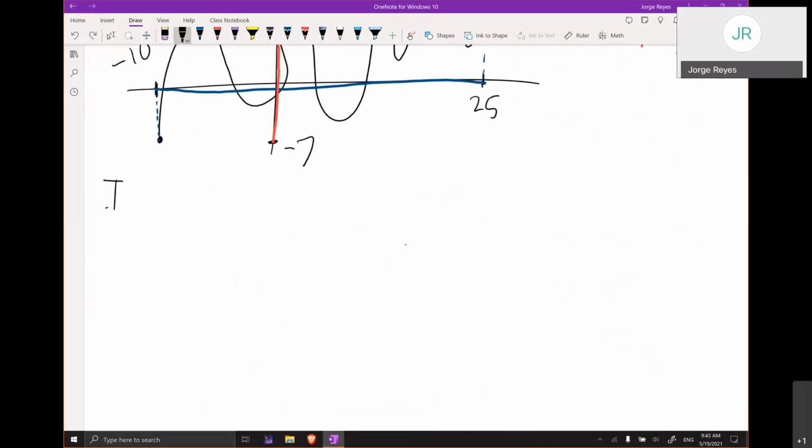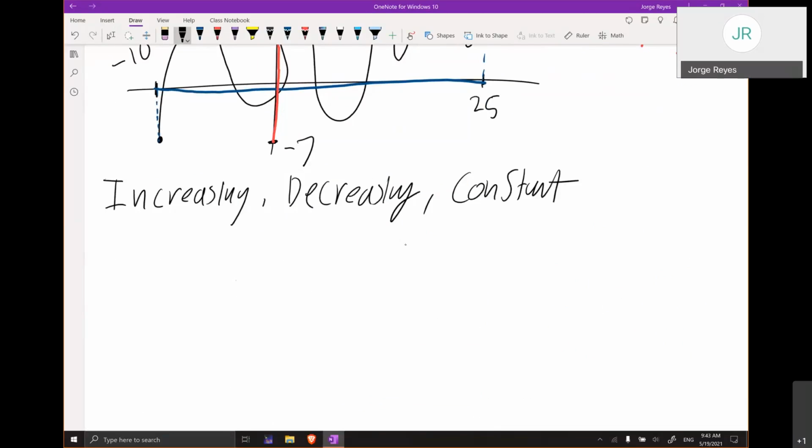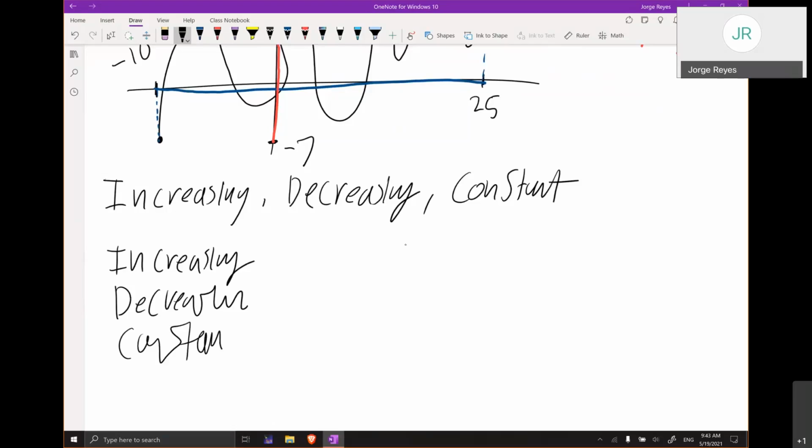What is a little bit more complicated, and really you need calculus for this, but we're not going to talk about that. Okay, increasing, decreasing, and constant. Okay, so you should be able to know when things are increasing, decreasing, or constant. Okay, so I'm going to write down the math definitions. Increasing, decreasing, constant.